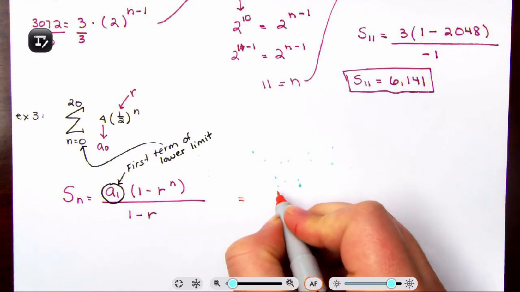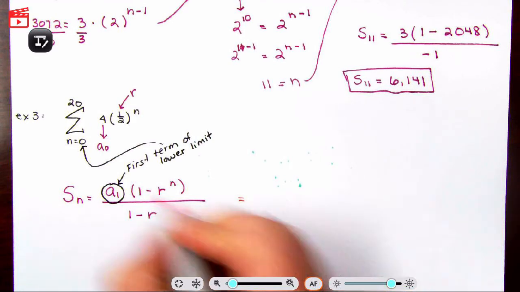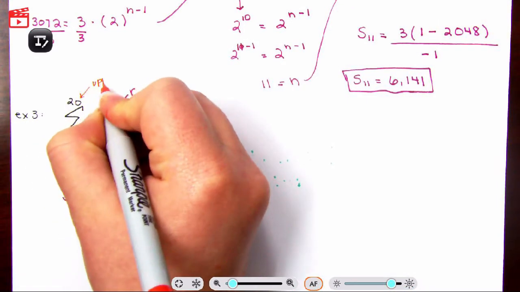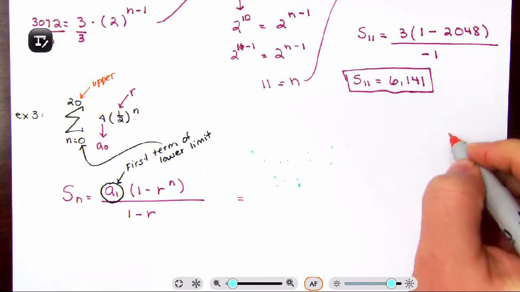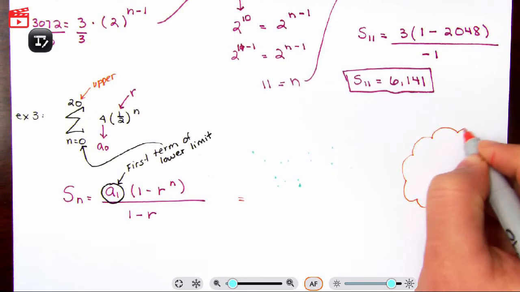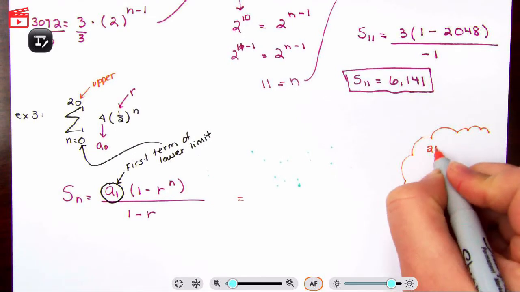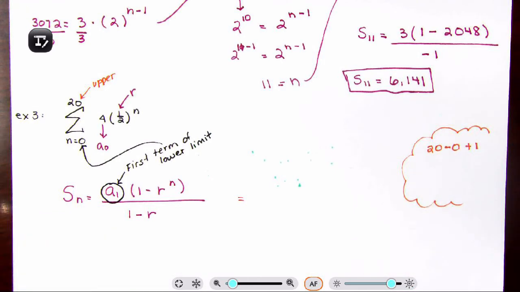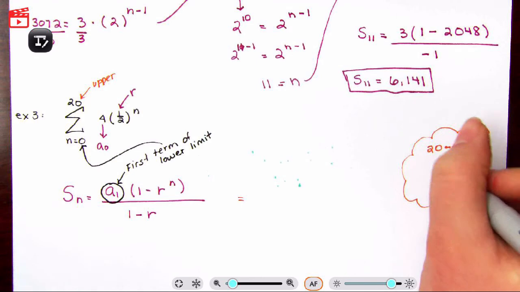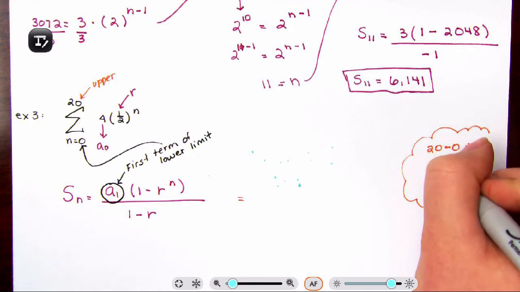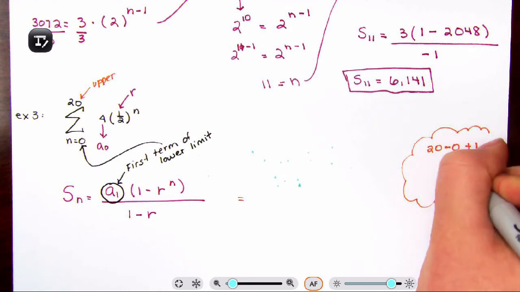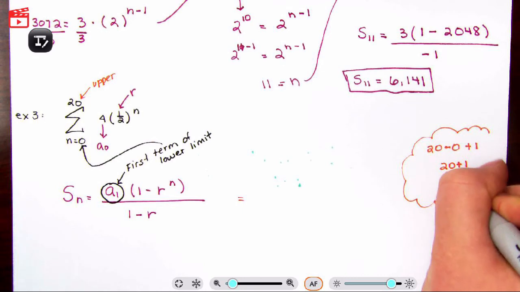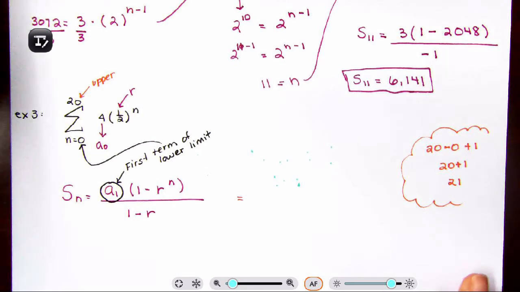So we want to find the summation. Again, this is our upper limit. Let's make sure that we have the total number of terms. I have 20 minus 0 plus 1. So how many terms do I actually have? I have 20 plus 1, so that means I have a total of 21 terms. This is the reason why.